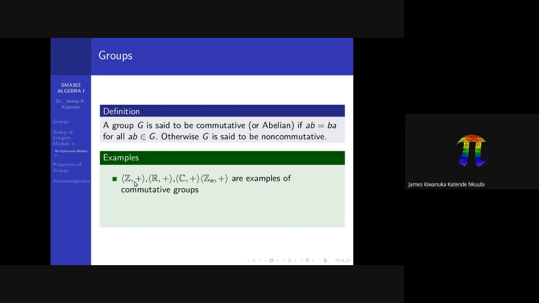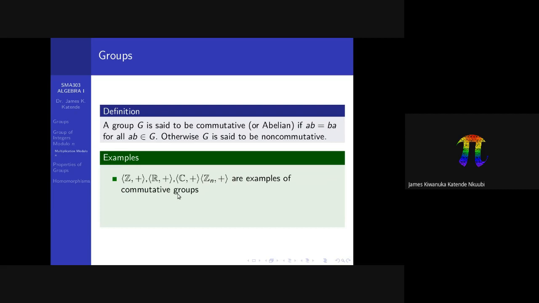We know that the integers are a group under addition, real numbers, the complex numbers are a group under addition as well. And we have just discussed Zn, which is a group under addition modulo n. So this plus here is not the usual addition. This plus is not the same as this one. This is addition modulo n. So you have to make that distinction.